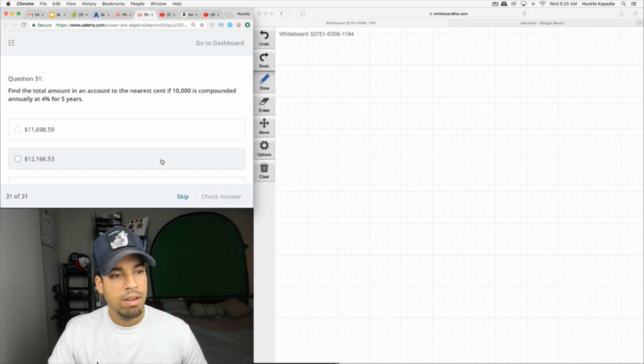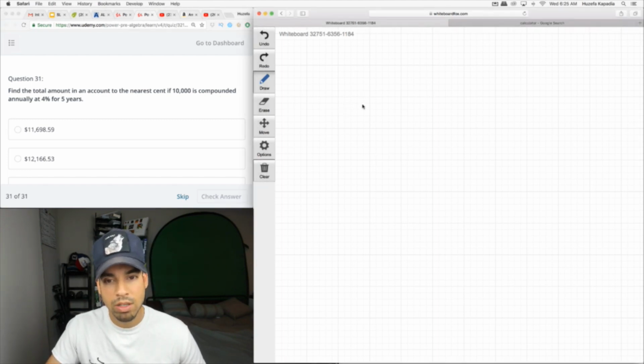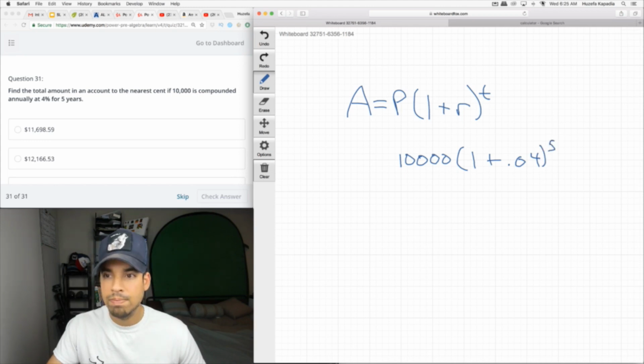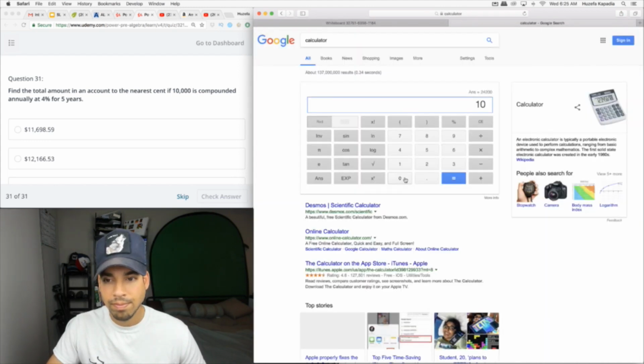Okay. Final question. Find the total amount in an account to the nearest cent if 10,000 is compounded annually at 4% for 5 years. Here's that formula one more time. So we got A equals P times 1 plus r to the t. So principal is 10,000 times 1 plus 4%, which is 0.04, right? The decimal equivalent, to the 5th power. Let's try it out. 10,000 times 1 plus 0.04 to the 5th power.